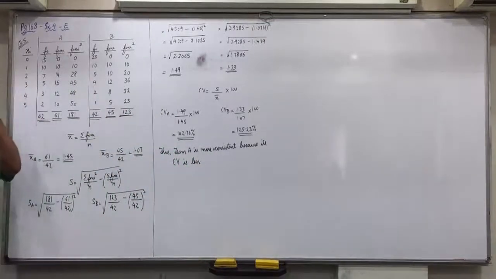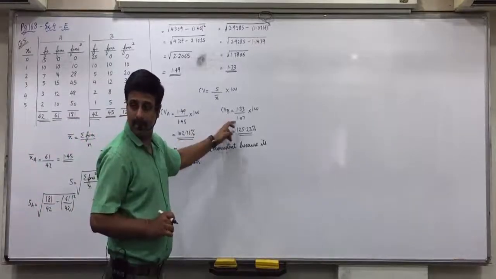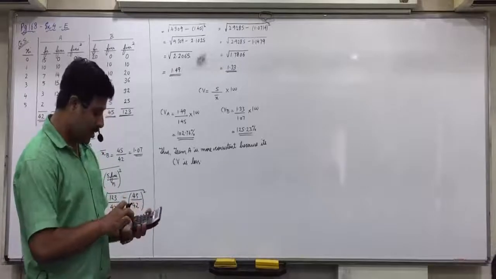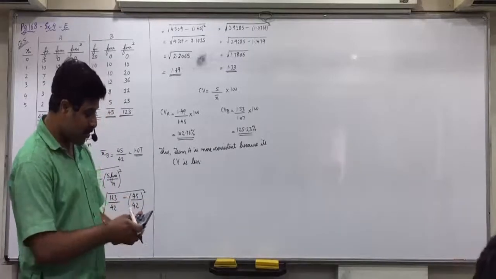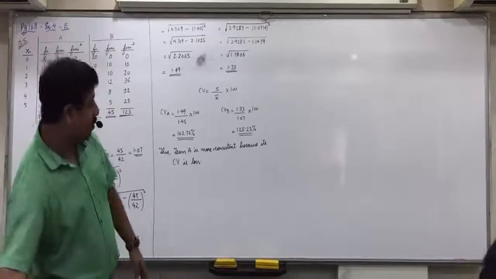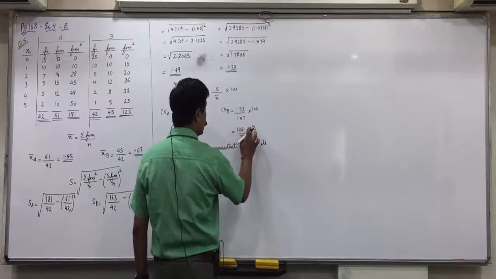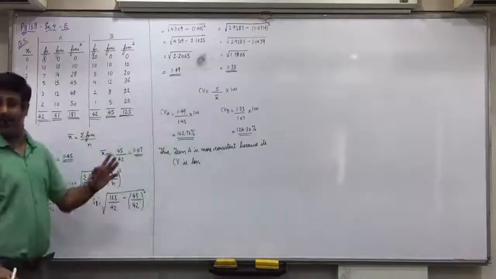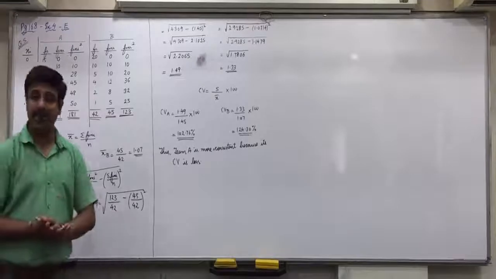Yes? 1.33 divided by 1.07 into 100 is 124.299, so 124.3. Who said 125.23? Did you understand this, everyone? Still, team A is more consistent because its CV is less.